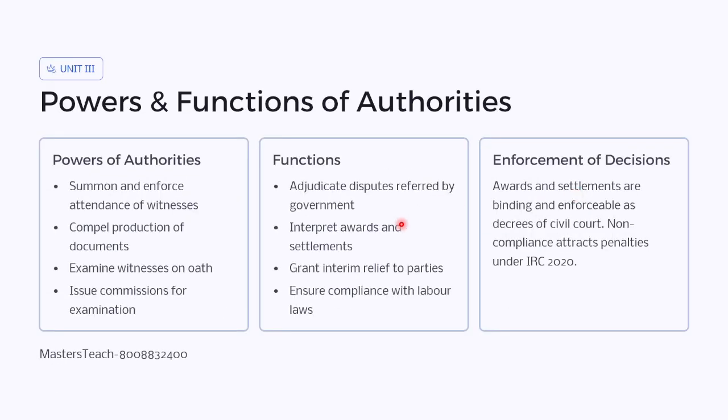Voluntary arbitration. Parties may refer disputes to arbitration by mutual consent, with the same effect as a settlement under IRC 2020. Then powers and functions of the authorities. So what are the powers of authority? Summon and enforce attendance of witnesses, compel production of documents, examine witnesses on oath, issue commission for examination. Functions. Adjudicate disputes referred by government, interpret awards and settlements, grant interim relief to parties, ensure compliance with labor laws.